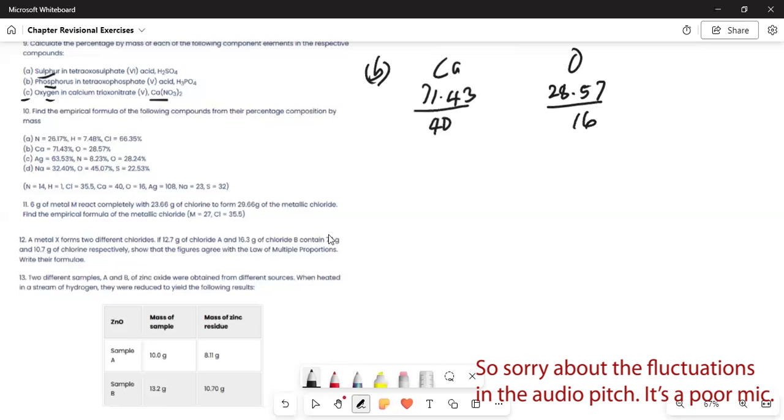71.43 divided by 40 is 1.78575. Then 28.57 divided by 16, 1.7856, approximately. Now divide through by the smallest one. The numbers are almost the same, but this one is bigger. We got 1.7857. This one is 1.7856. So this is the smallest one.